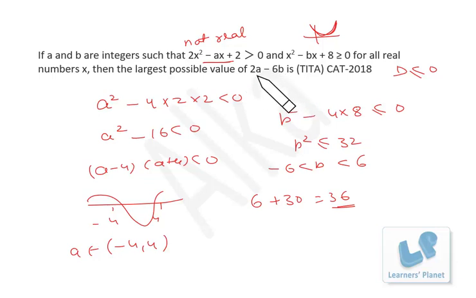So the largest possible value is 36. Precisely, since we are deducting 6b from 2a, the quantity that has to be deducted should be the smallest, then only we will get the largest value, right? So this should be the highest and this should be the lowest.